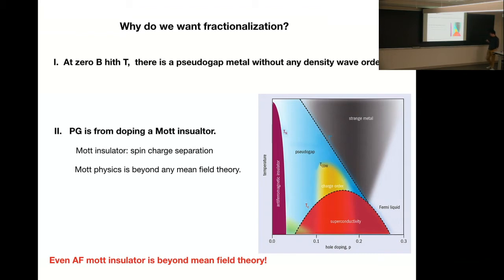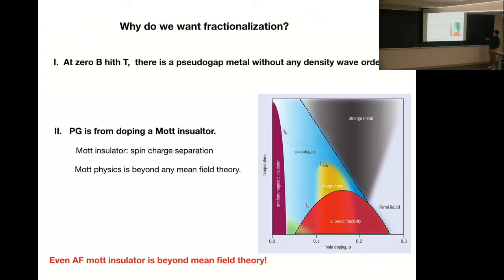So the second one is from theory. We found that this pseudogap matter is actually close to a Mott state. However, if you want to describe a Mott insulator, you cannot use the conventional mean field like Landau theory. So in the Mott insulator, it has a special property. I will call it spin charge separation. This is beyond the Landau theory. So to describe a Mott insulator, you must have a new framework.